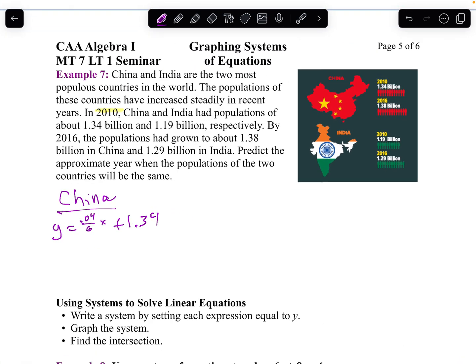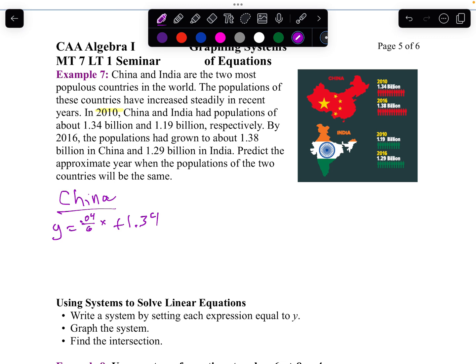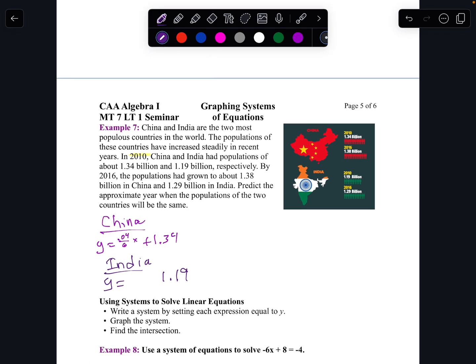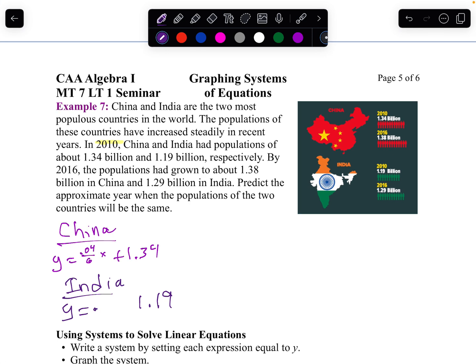Now we're going to do the same thing for India. Let me change colors here. We'll do India. So in 2010, India had a population of 1.19 billion. And then if we take a look, from 2010 to 2016, it went up by 0.1 billion. That's a lot. Okay, so 0.1 divided by 6, right? That's what we're going to type into Desmos for our two equations.